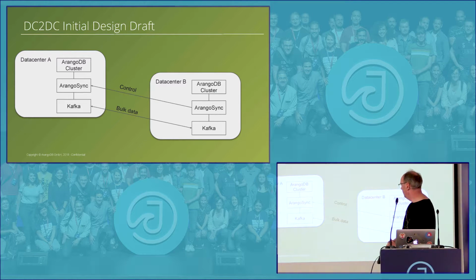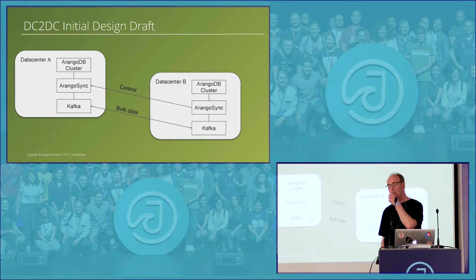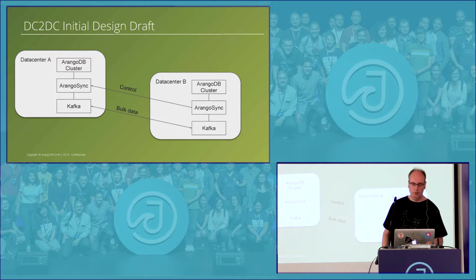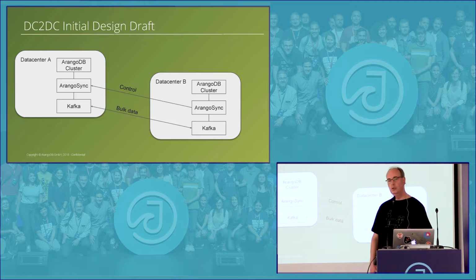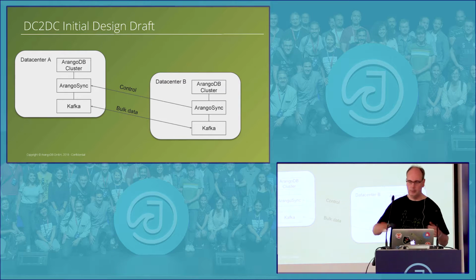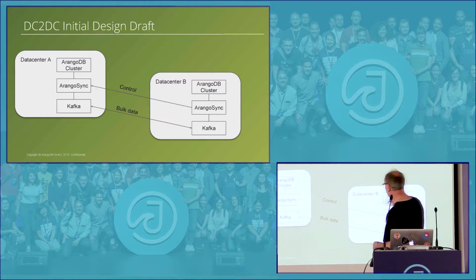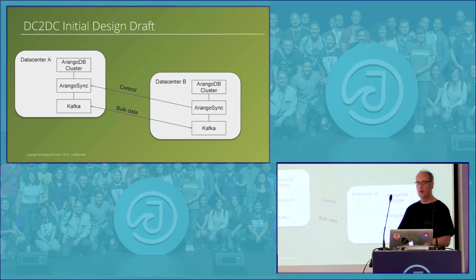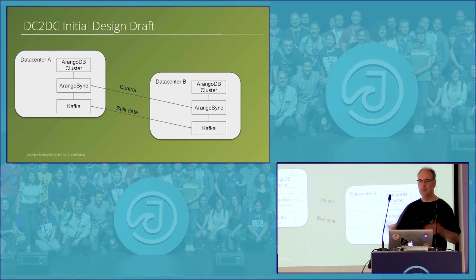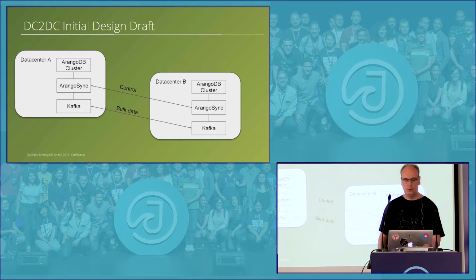And Arango Sync is going to control all this data flow, and we said, well, let's be smart and try to find a tool that we can use to actually do the heavy lifting of the data across the internet. Because we were a bit afraid of that, we said, okay, let's use a message queue for that, and Kafka was the obvious solution. So we have some control messages between the Arango Sync on both sides of the data centers, and we have bulk data, the actual data that we want to transfer, through Kafka.